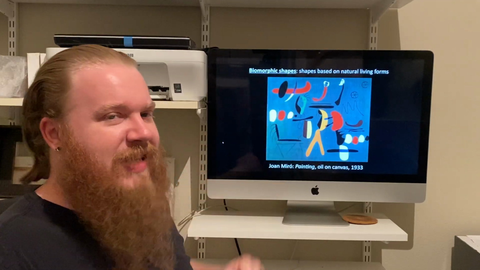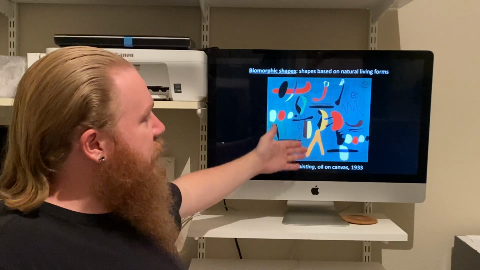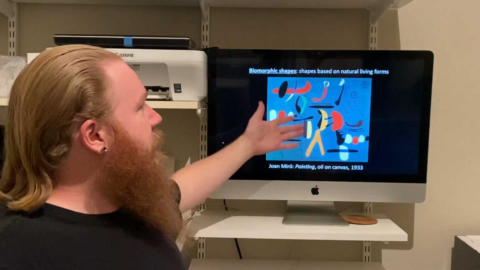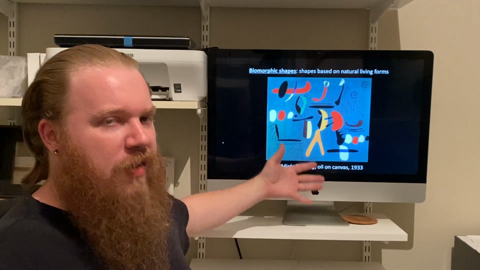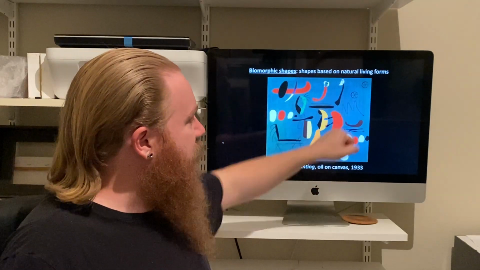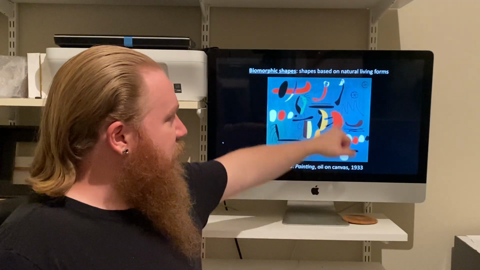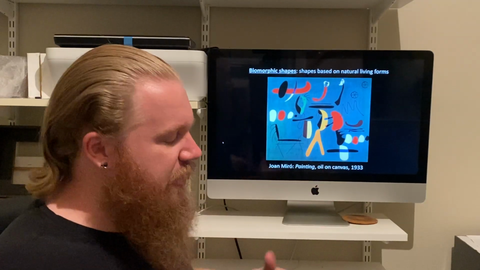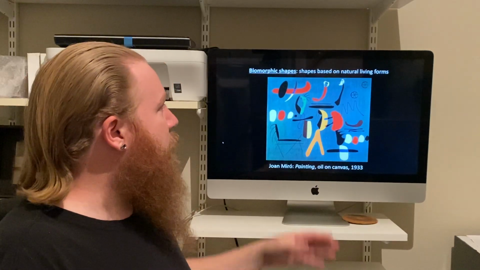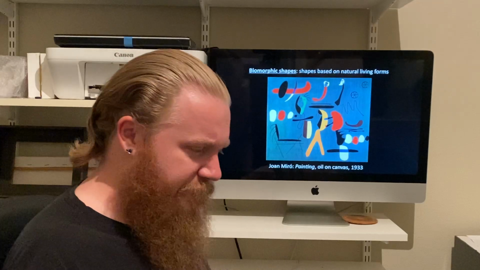Once again, it's not exactly realistic or representational. It is fairly abstract, but these shapes begin to imply the biomorphic quality of the human being. And likewise, we also have some other shapes that are reminiscent of faces and figures there. This would be meant to be the artist's easel and his canvas, these kinds of things. But once again, biomorphic shapes tend to mimic natural living forms.